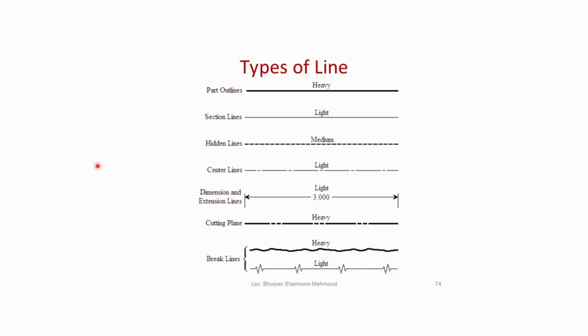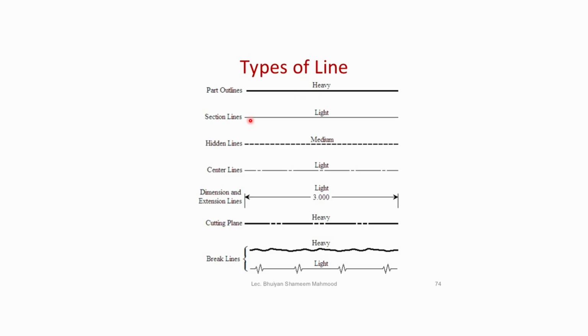Okay, folks, we're going to talk about the types of lines that they have in engineering drawings. So you have basically the part outline. That's the heavy black line here. That's the line that's the outside, the drawing of the part. That's what you see when you draw the part out. That's what that is, okay?